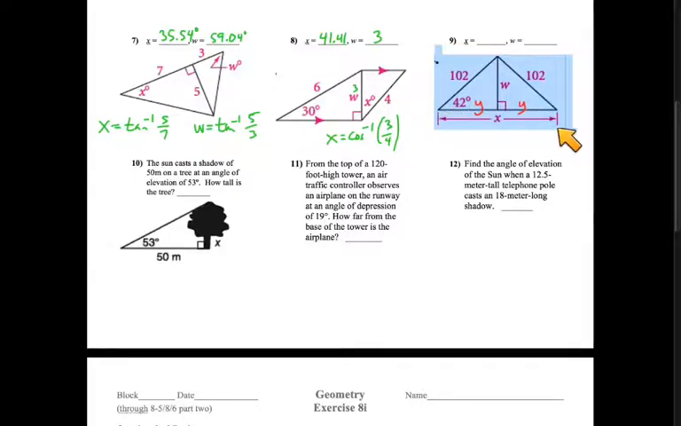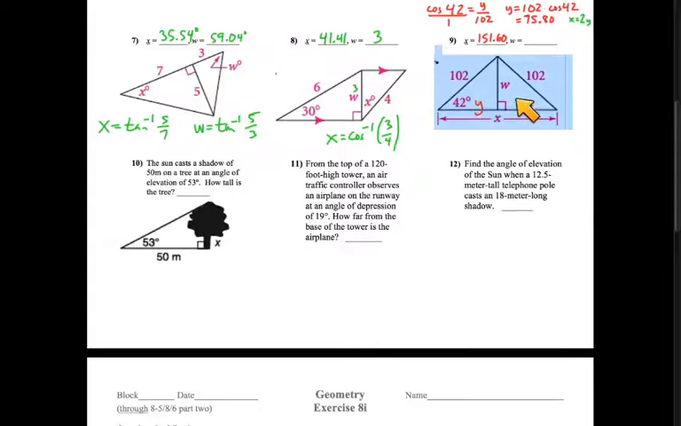I don't want to call it x because this whole thing here is x. So I need to go, the cosine of 42 is equal to the adjacent side, y, over the hypotenuse, 102. Here I will cross multiply. Y times 1 will equal 102 times the cosine of 42. That gets me 75.8, which I will multiply by 2, because that's y, 2.